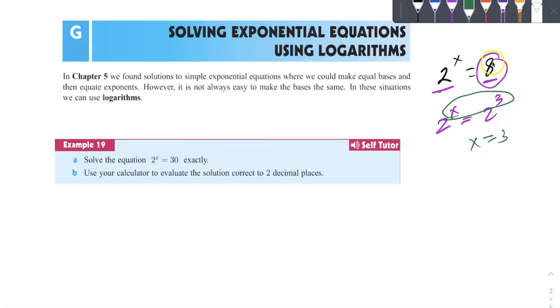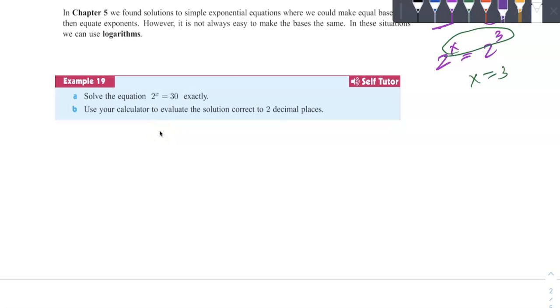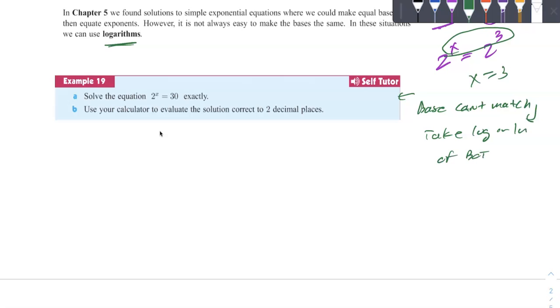When this 8 is something like 30, like 2^x = 30, there's no way you can rewrite 30 to be a power of 2. So in that case, what we do is we take the log of both sides, or the natural log. Bases can't match, so you want to take the log of both sides, or natural log of both sides. I say natural log because natural log is two letters instead of three, so it's a little similar. Let's rewrite this and show you how to do it.